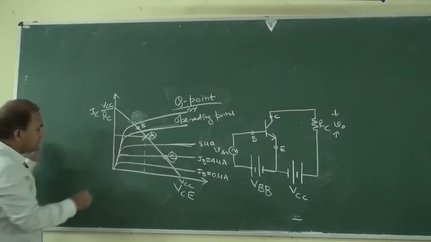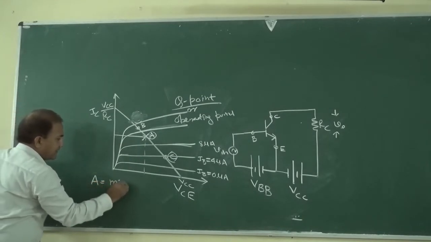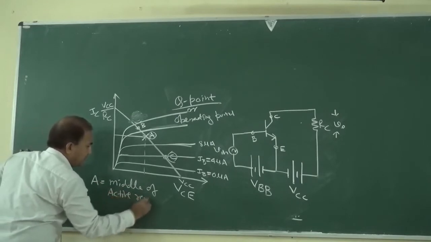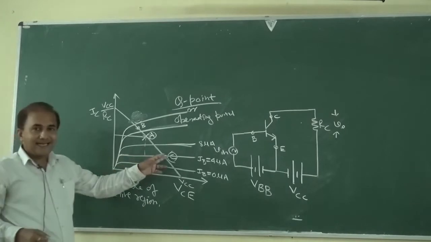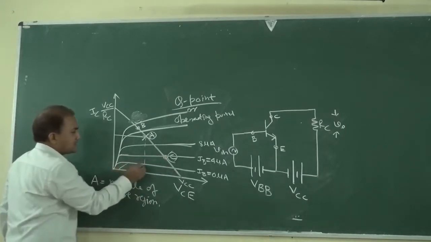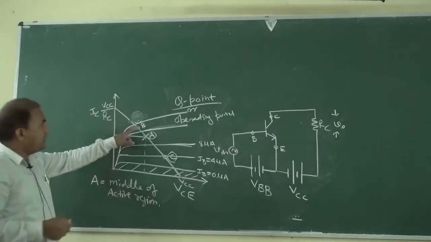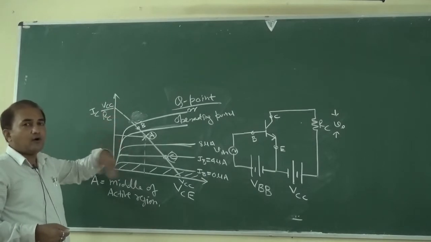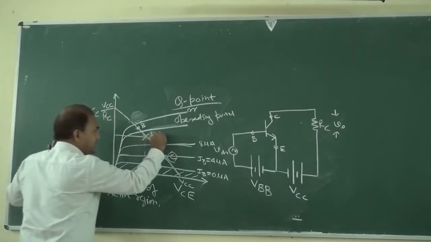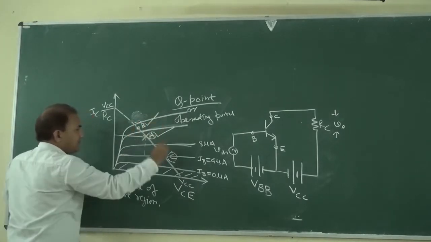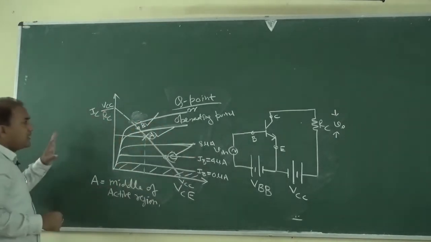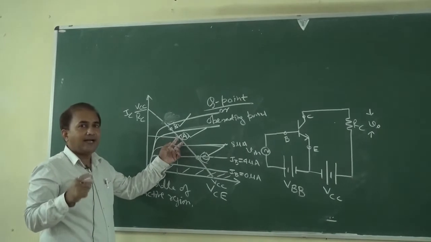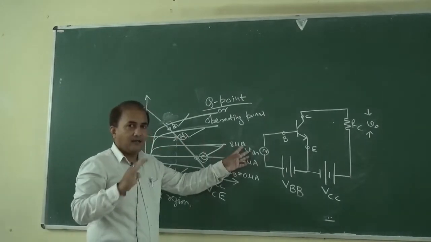This operating point A is in the middle of the active region, and C is near to the cutoff region. This is the cutoff region, and B is near to the saturation region. Then what will happen to the output signal if the operating point is at A, at B, or at C? If the operating point is at A, then the amplifier will amplify the input signal well.